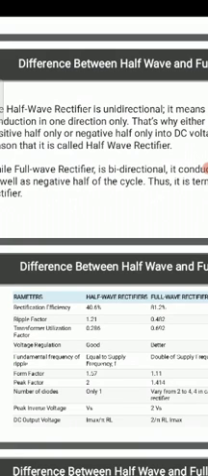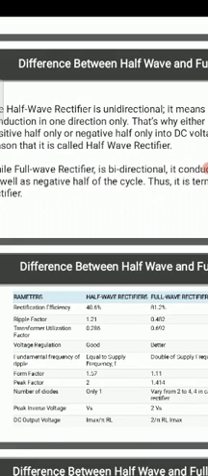Next is the ripple factor. The ripple factor of a half wave rectifier is 1.21, and of a full wave rectifier it is 0.482. So the ripple factor is high in the half wave rectifier, and in the full wave rectifier the ripple factor is very low as compared to the half wave rectifier.